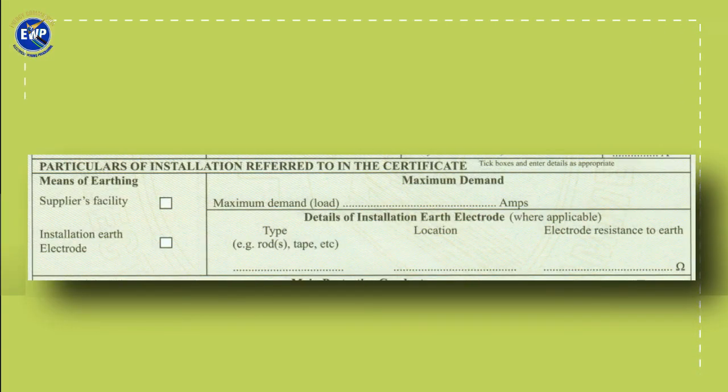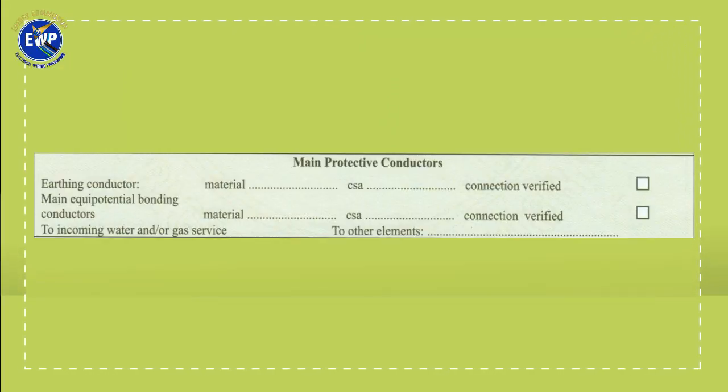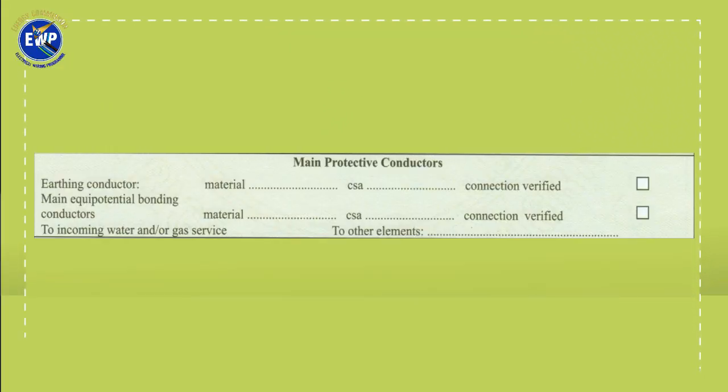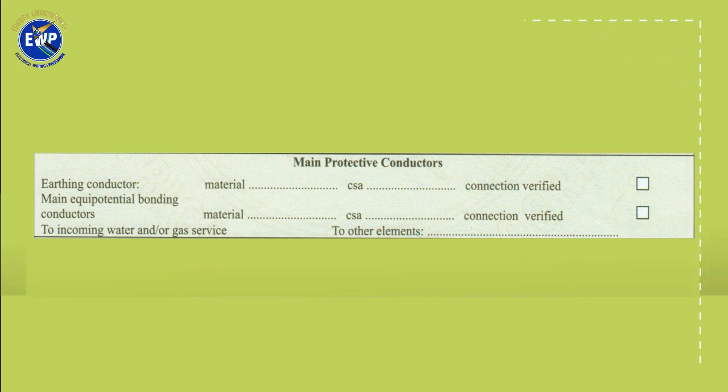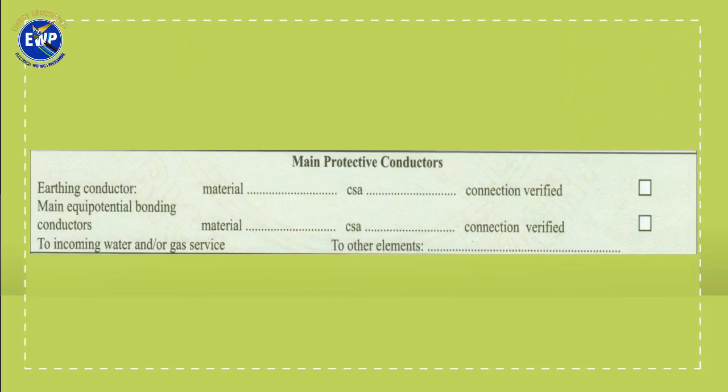Now, earth electrode resistance. You are expected to conduct an earth electrode resistance test using your earth electrode resistance tester and write the value accordingly. Under main protective conductors, you are required to state the material of the conductor and the size of the earth conductor. So for instance, the material is always copper, but the size differs. The minimum size of earth conductor that we allow for premises is 16 millimeters square, right? So you indicate copper, you indicate the size, and then you verify the connection.